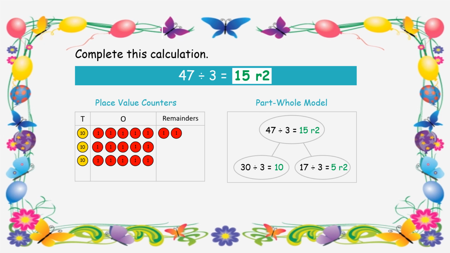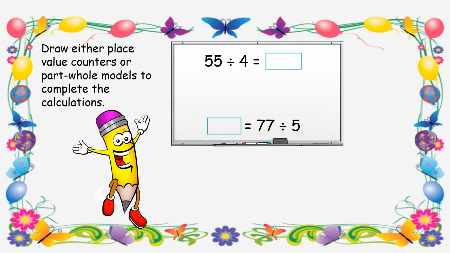Now let's have a go at another one. It says draw either place value counters or part-whole models to complete the calculation. I'm going to do the first one again with you, and then I will give you time to try out the second one by yourself. So 55 divided by 4. I'm going to draw my place value chart. So I have the tens, I have the ones, and I'm going to have my remainder.